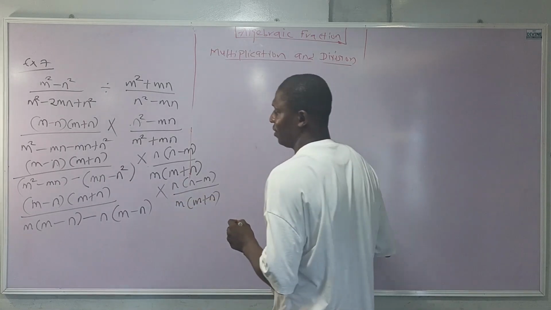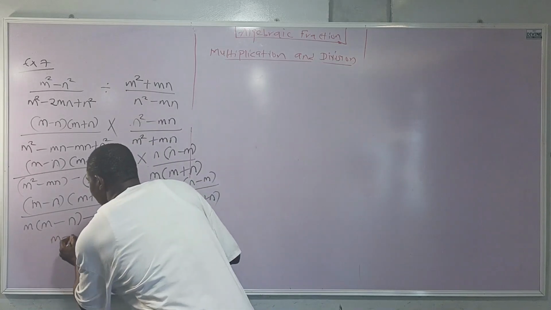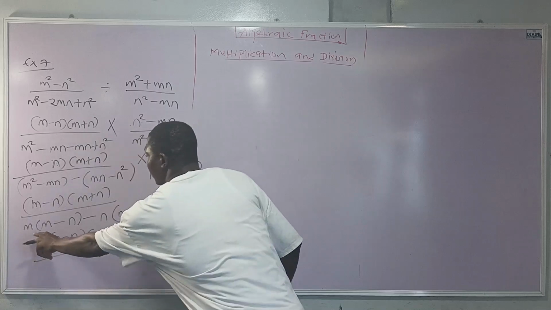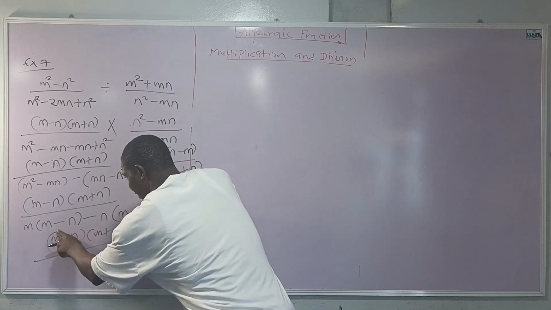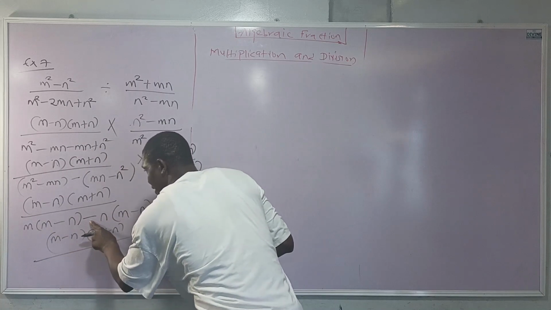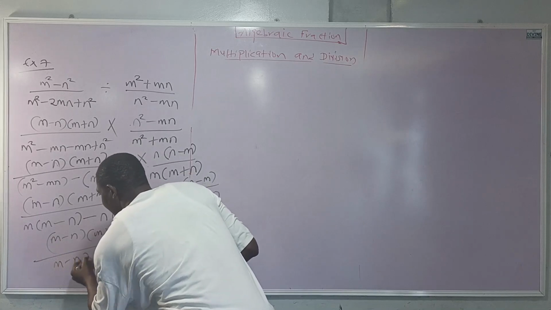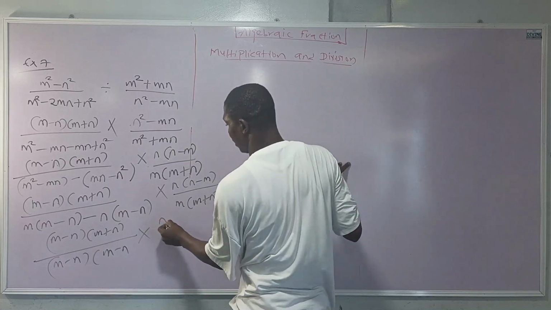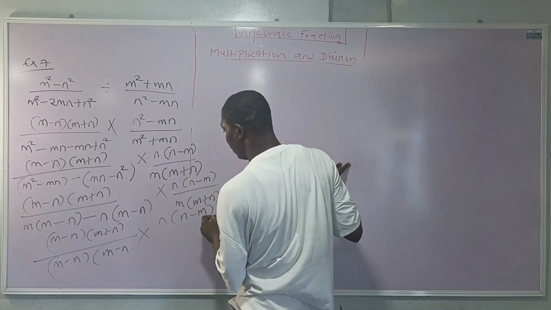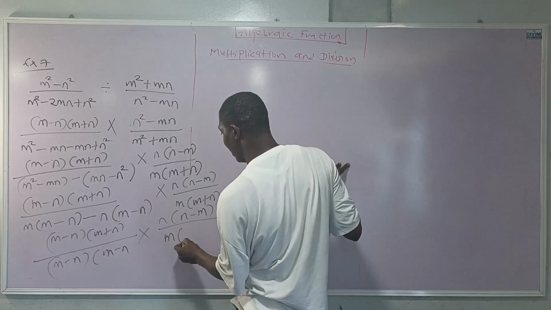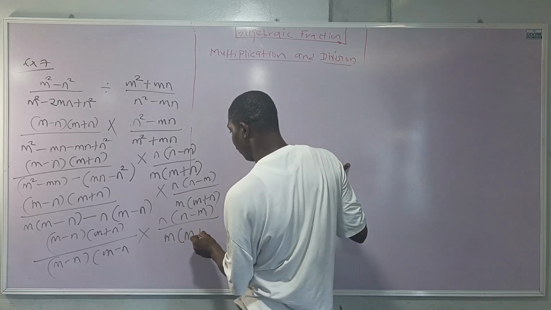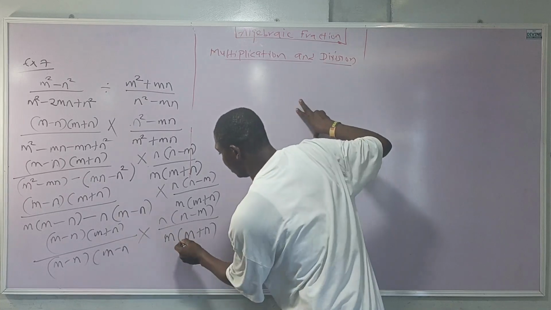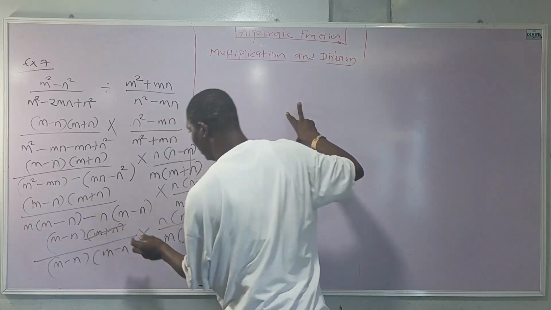Now I have m minus n bracket m plus n. This and this, they are the same, so I'll pick m combined with minus n to give me n minus m, and also n minus m times n bracket n minus m, all over m bracket m plus n. Now I can cancel some of them. This can cancel this.